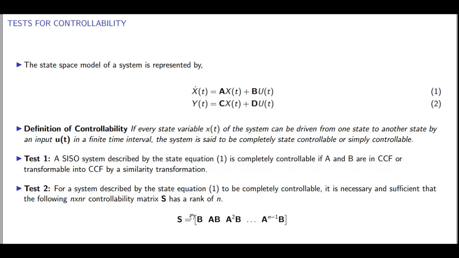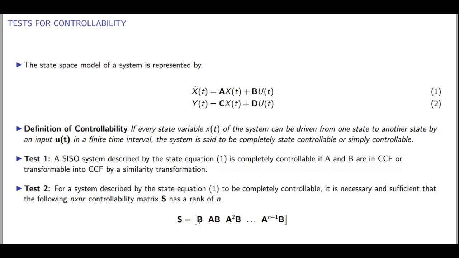So what is the condition? This should have a rank of n, where n is the number of states in the system, or the order of the system. What is going to be the size of this controllability matrix S? Let me say I have a B matrix of 3 cross 2. So this will have 3 rows and 2 columns.